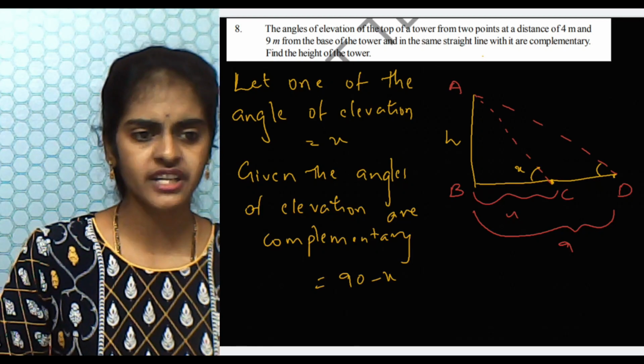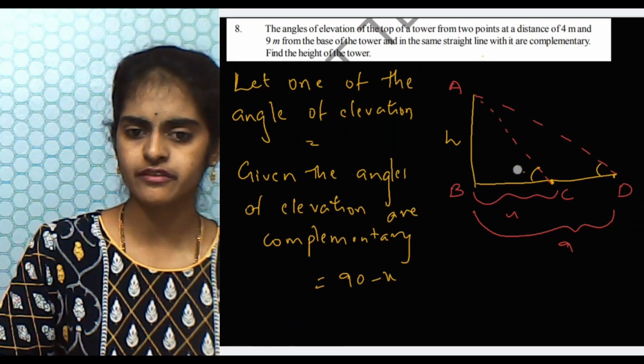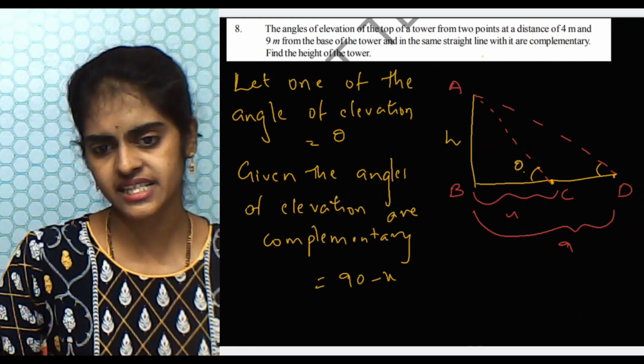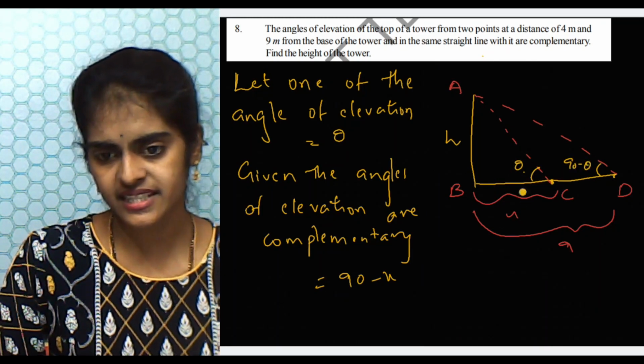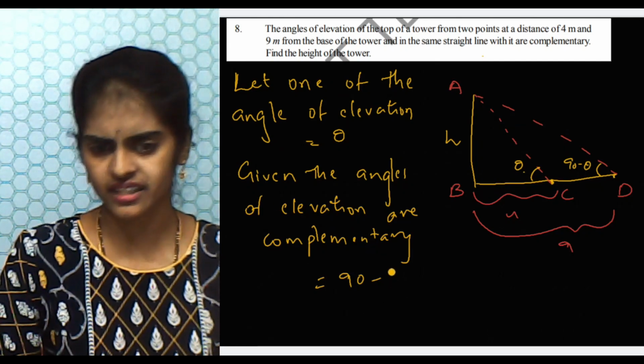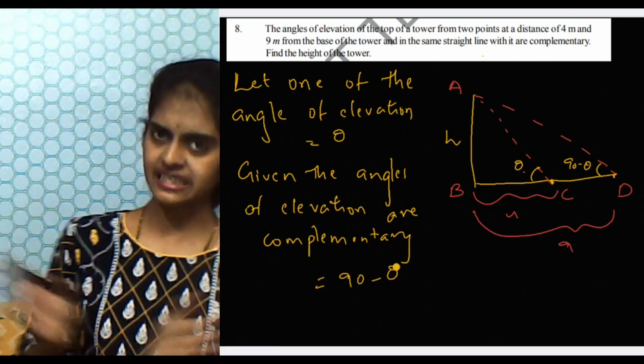Okay, so if you want to take it as theta, you can take it as theta, or if you want to take it as x, you can take it as x. No problem at all. So if this is theta, this is 90 minus theta, because angles we generally represent by theta, so I'm taking it as theta. You can take it as x.